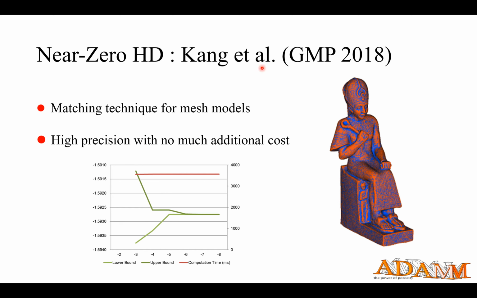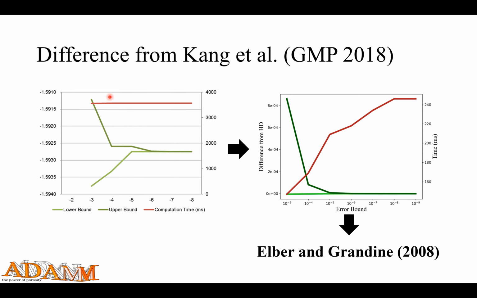Kang et al. also succeeded in computing high-precision near-zero HD between mesh models using the matching technique without much additional cost. Since they dealt with polygonal meshes, they could handle the cross-boundary problem easily. The left graph shows the result of Kang et al., and the right one shows that of ours. Kang et al.'s result shows that computation time does not change very much. However, our result shows that more computation time is needed as precision goes up, since we handle freeform surfaces.